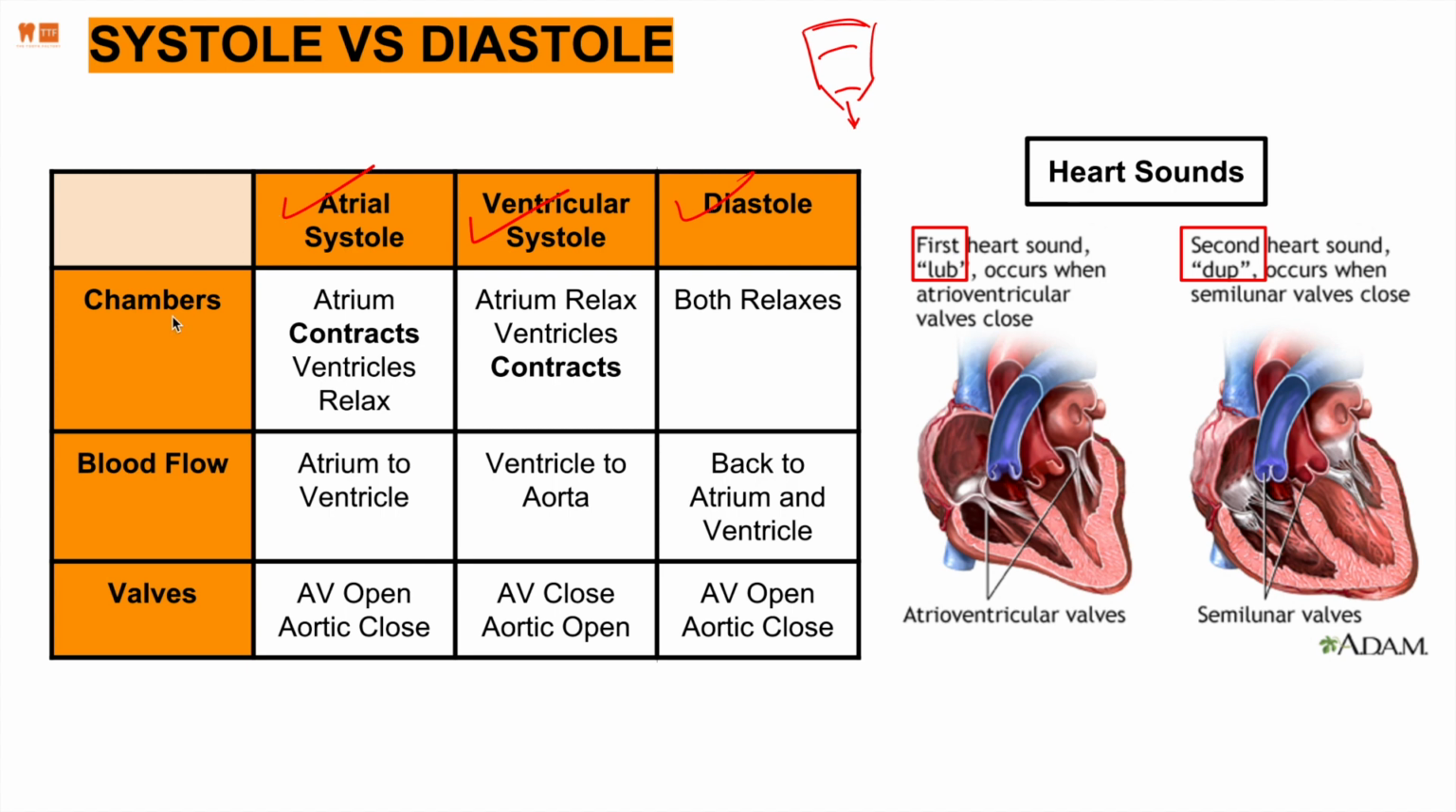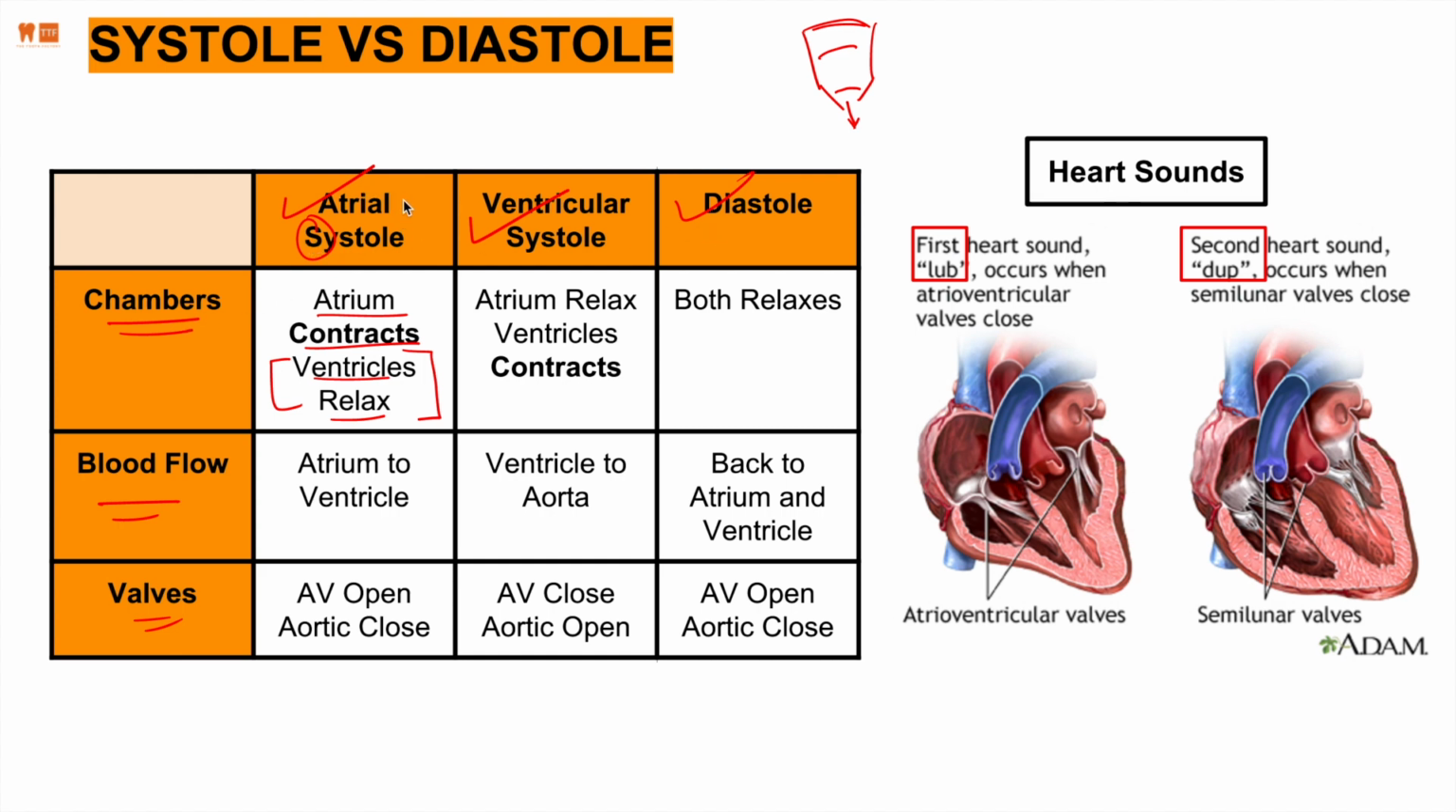So atrial systole: chambers, blood flow, and valves need to be taken into account because those are the physiological parts of the heart. In terms of chambers, in atrial systole, we know that systole means to squeeze. So the atrium is going to contract. But at that time, the ventricles are relaxed. So don't let this fool you guys. Every chamber has its systole. Every chamber has its diastole.